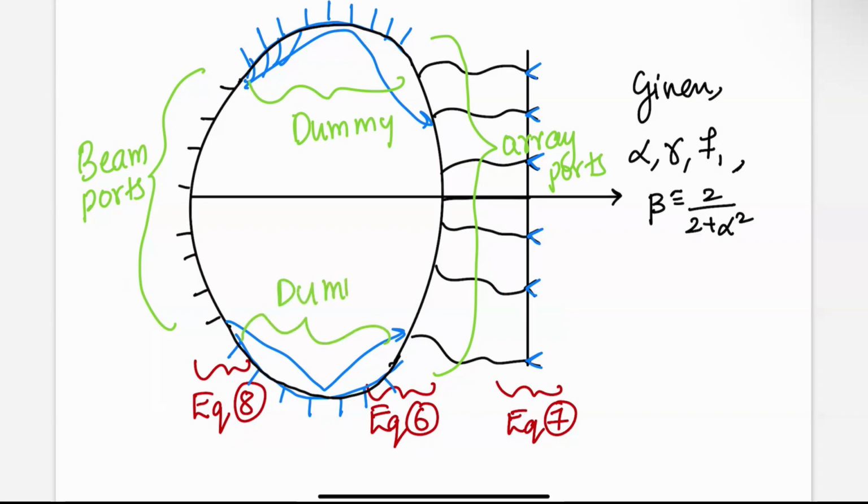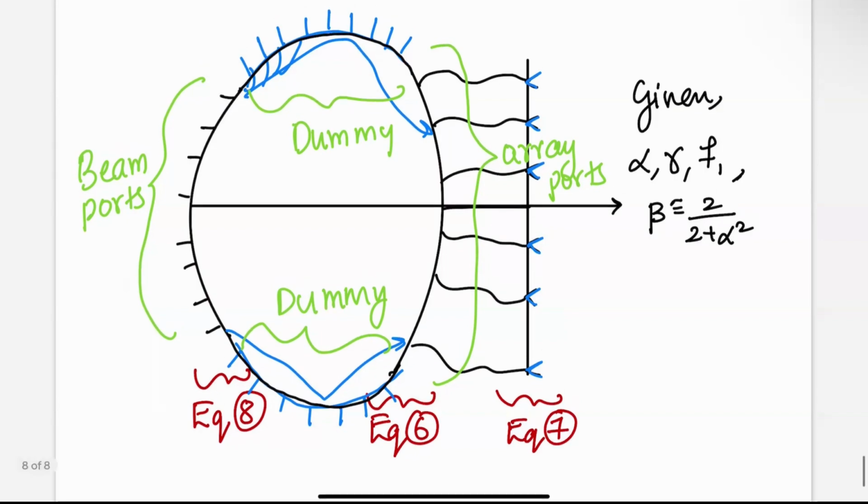For certain applications, you may not need these dummy ports, depending on what you're trying to do. For example, for wireless power transfer or power harvesting applications, you don't care about the side lobes. You just want to collect power from the main lobe. If there are some side lobes, that's okay. But for other applications, it's important to suppress them, and we'll see how to do that.